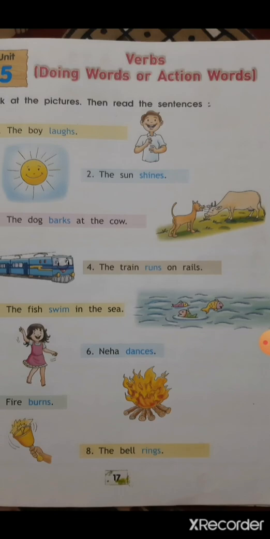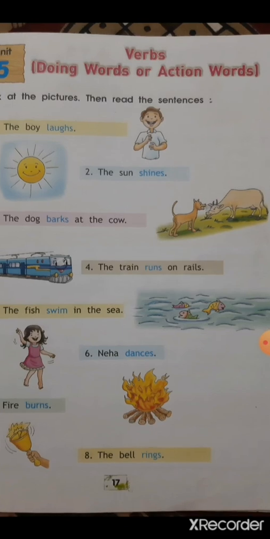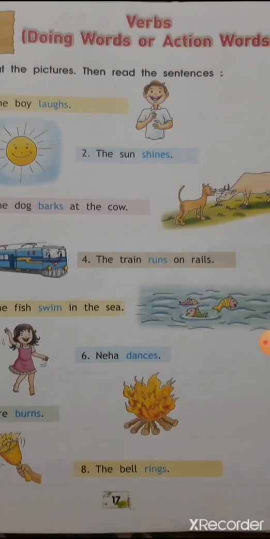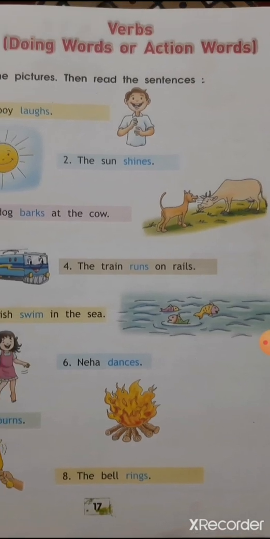So, my children, you all know what verbs are or what the verb is telling us. It's a very vast and a very important topic of grammar. We need to understand verbs first, then we will be able to understand the topic tenses. Okay, children? So let's have a quick revision of verbs. Verbs are doing words or action words.